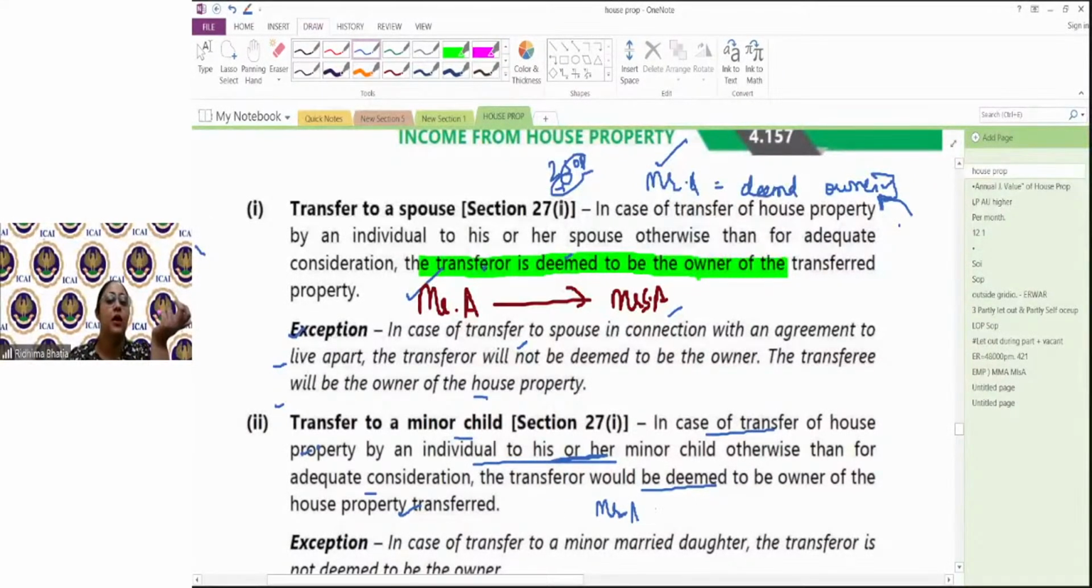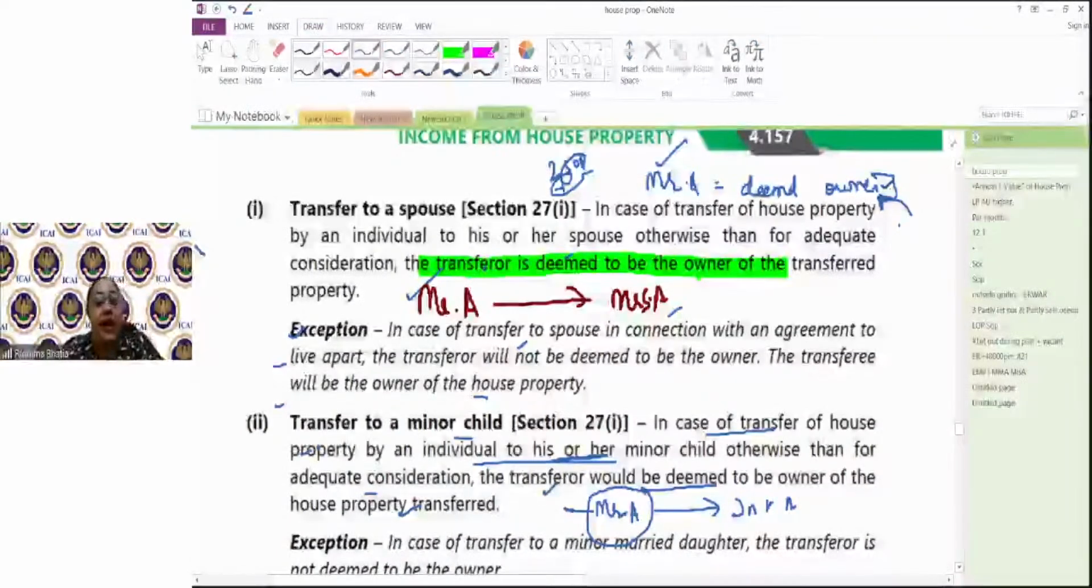Mr. A shifted his property in the name of junior A. Mr. A transferred the property to junior A, his son, and junior A did not give any adequate consideration. Then in this case, Mr. A would be considered the deemed owner, even if the legal title is now in the hands of junior A. Mr. A would still be considered the deemed owner, and he would offer income from house property for that particular property.